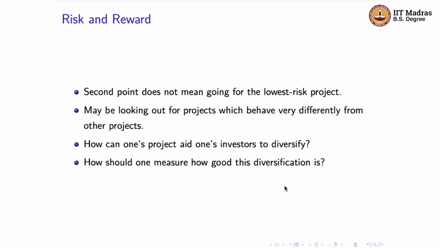One thing which is perhaps a very obvious mistake to make is that you should not just go for the lowest risk project, right? And here we are not even talking about it from an expected return perspective, just from a risk reduction perspective. Why might we not want to go for the lowest risk project? Because we don't care about the risk that is involved in an individual project. What we care about is how it actually contributes to the risk in the portfolio, right? You may have investors who are looking for projects which behave very differently from their other projects, so that the correlation, for instance, might be negative compared to the other assets that they're holding, right?